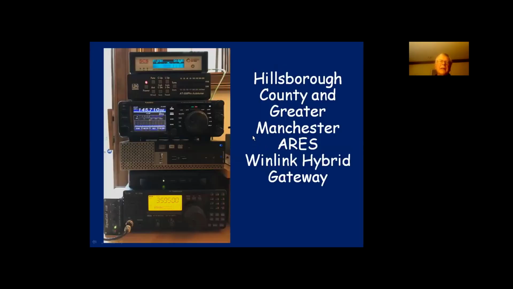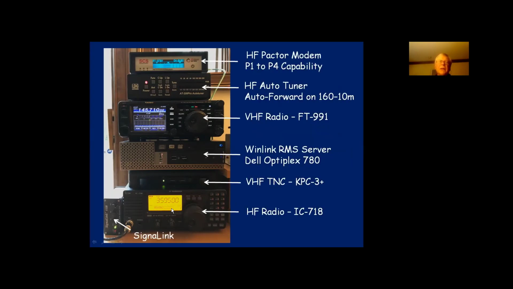This is what the gateway looks like. It's quite a stack of equipment. There's an HF radio here, a SignaLink over here for the sound card modes. There's a TNC for the VHF side. This is a computer that runs the gateway software. VHF radio. We need an HF auto tuner because although we're only listening on 80 meters most of the time, because we're auto forwarding, we have to be prepared to auto forward on 160 through 10 meters. So we need to be able to auto tune our inverted V dipole, and a Pactor modem that has P1 to P4 capability.